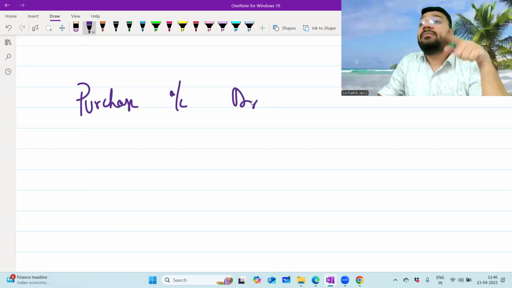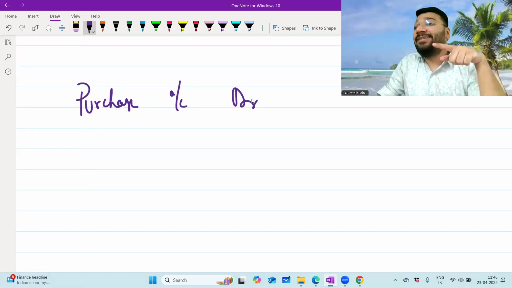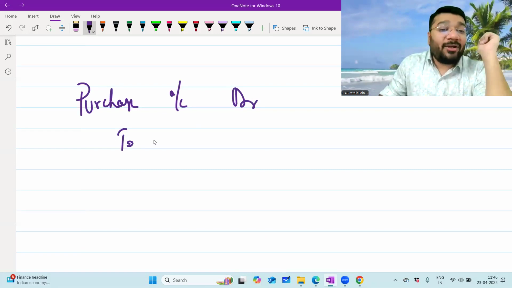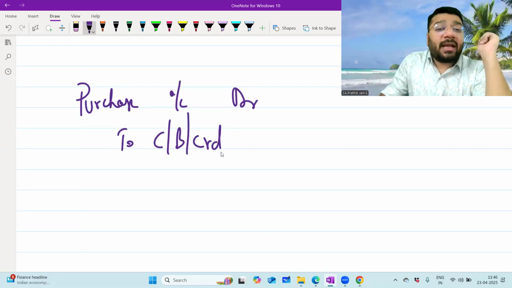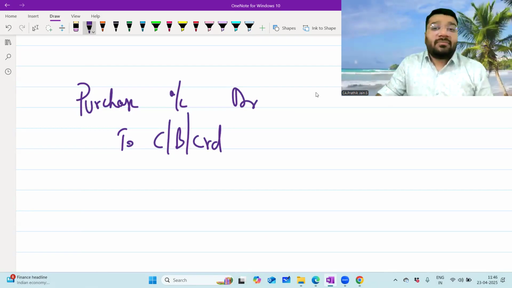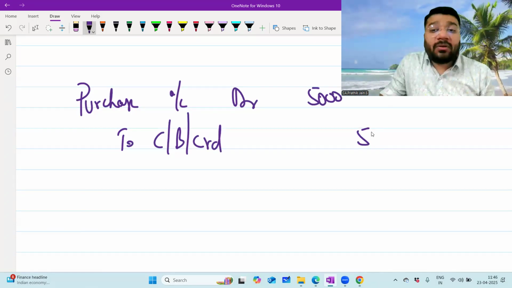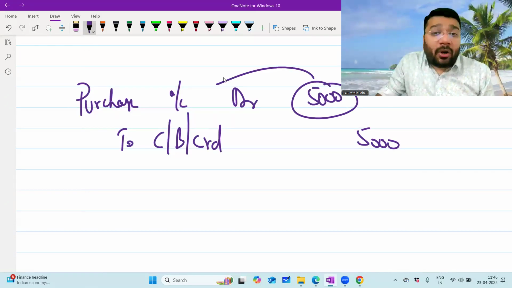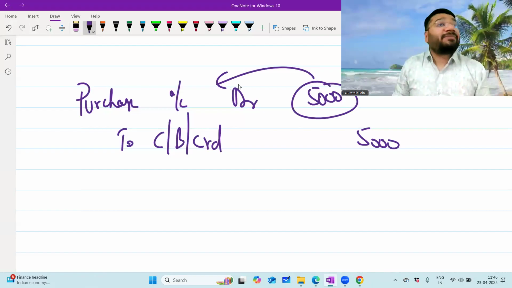Purchase account? Debtor you said? No, debit only. Okay. Purchase account debit to cash, bank or creditor. I don't know what type of transaction. So 5,000 in the purchase account. I allowed you to record this 5,000 in purchase account on what condition?